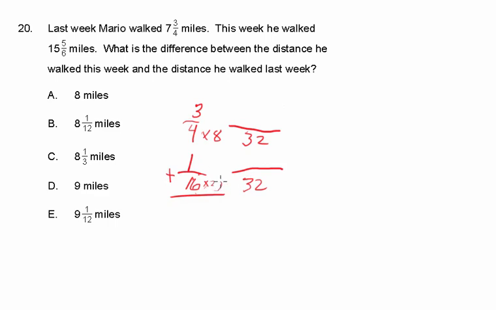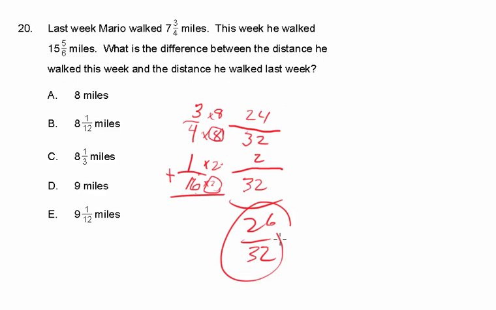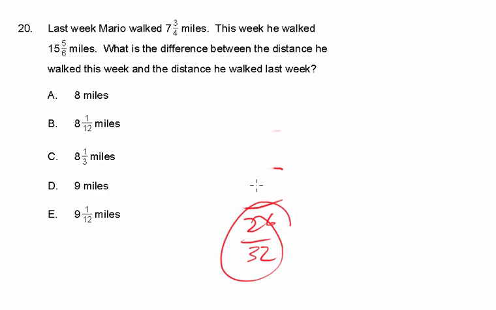Don't forget, anything you multiply at the bottom, you need to do at the top. 8 times 3 is 24. 2 times 1 is 2. And then you get 26 over 32. That can be reduced, but that's another problem for later.